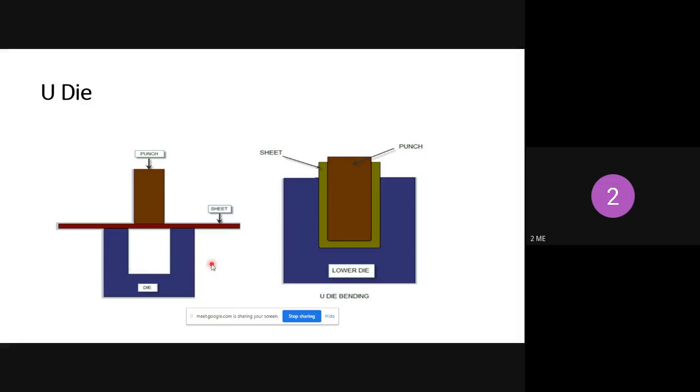So U die will produce U shape of sheet metal. That is the purpose, that is why the name given is U die. So this type of shape of sheet metal we can produce with the help of U die.